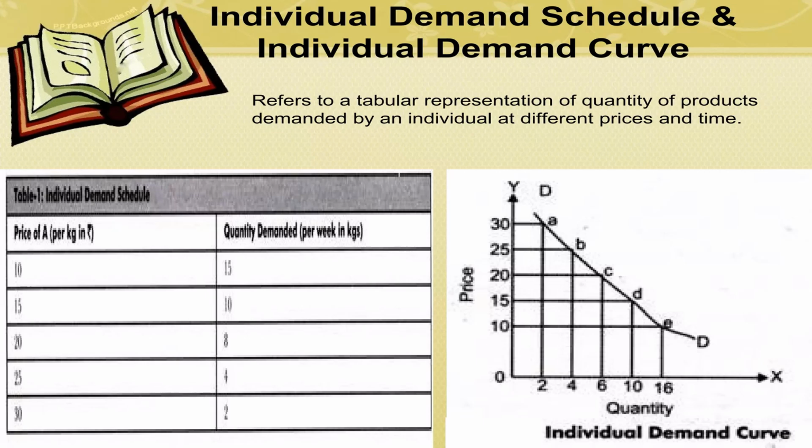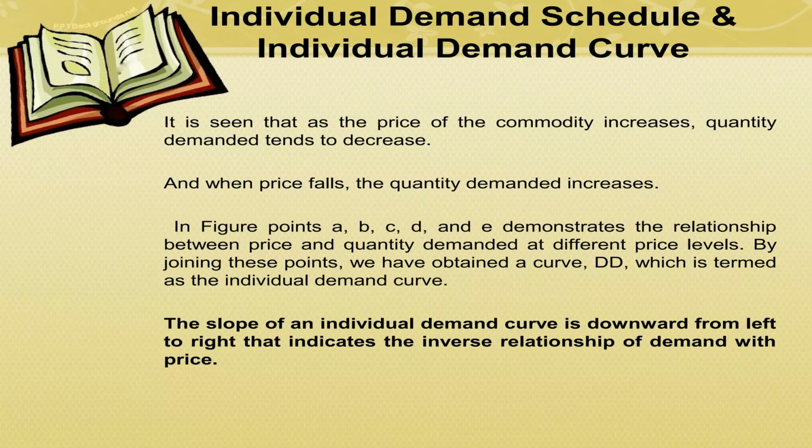As you can see, as long as the prices increase, the demand goes on decreasing. That is why we have a downward sloping demand curve that shows the inverse relationship between quantity demanded, or demand, and price. In the next slide, we have an explanation of that. It is seen that when the price of a commodity increases, the quantity demanded decreases, and when the price falls, quantity demanded increases.